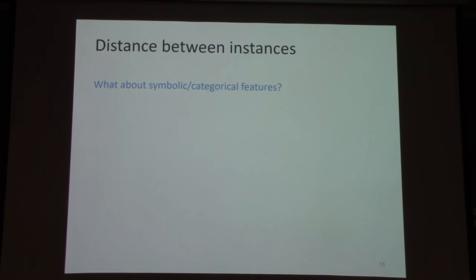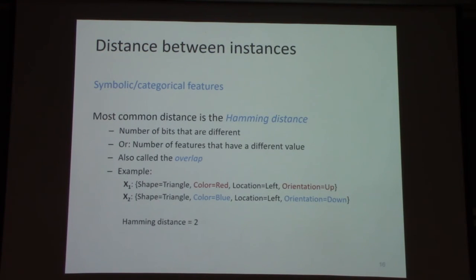Alright, so in the interest of time, let's also think about distances between symbolic features. How do you measure distance between categorical features? If you have bit vectors, if your features are all binary, you can pretend that they are all just vectors and take the Euclidean distance, but the most natural way of measuring distance between categorical features is to use what is called Hamming distance, which is simply the number of features that have different values.